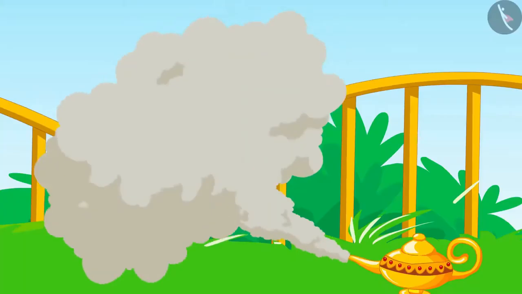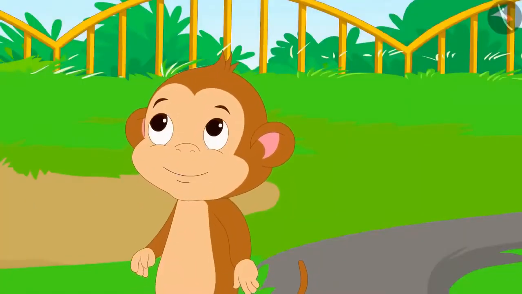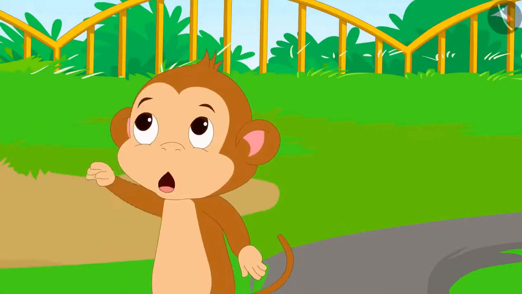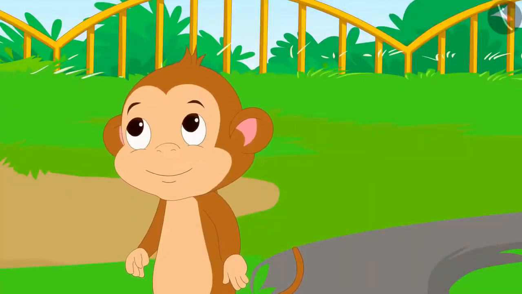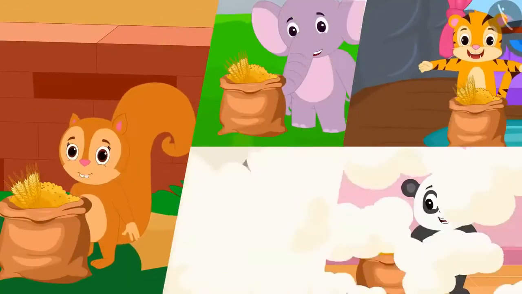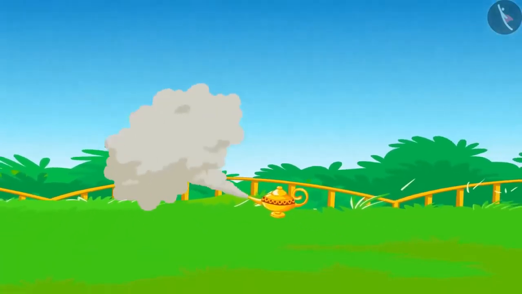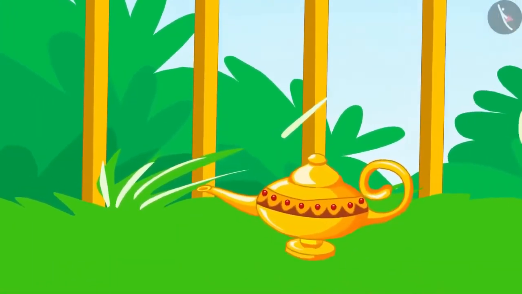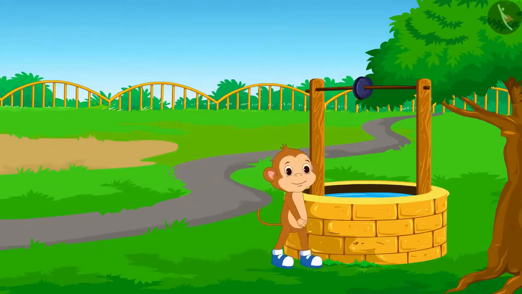Your answer is right. Tell me, what is your third wish? The genie asked Babban. Babban thought for a while and said, I want all the villagers to get one sack of wheat. All the people of the village got a gold sack of wheat as soon as Babban said so. All the villagers became very happy. The lamp disappeared when Babban's third wish was fulfilled. Babban put on his shining new shoes and happily returned to his home.